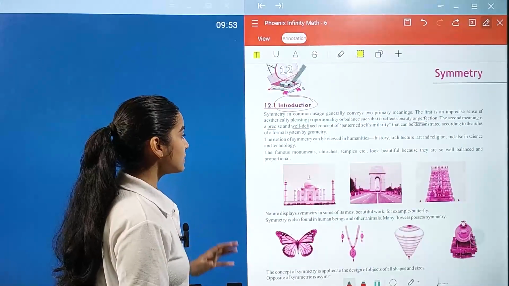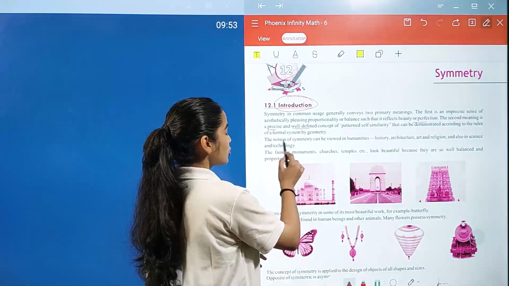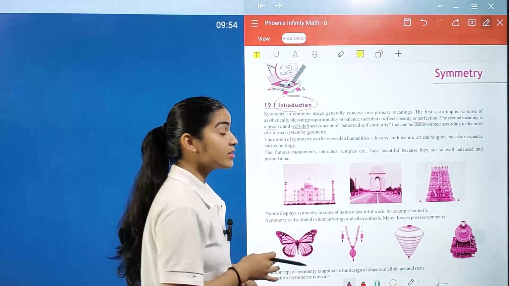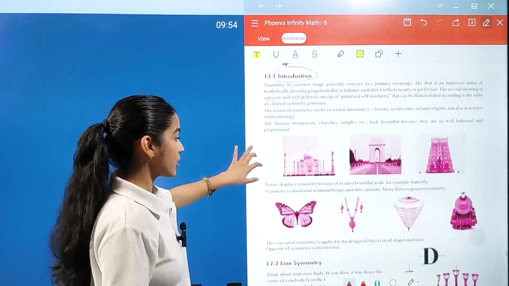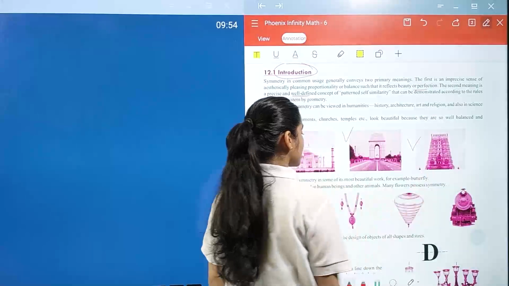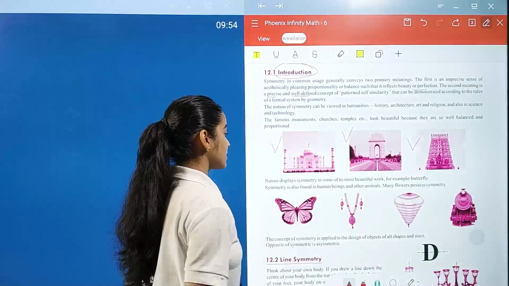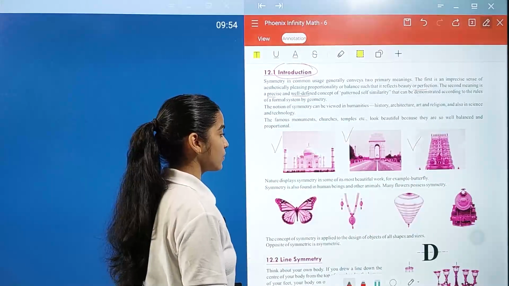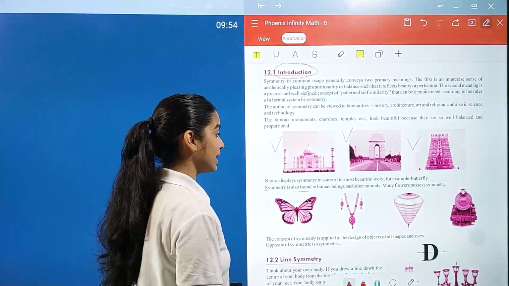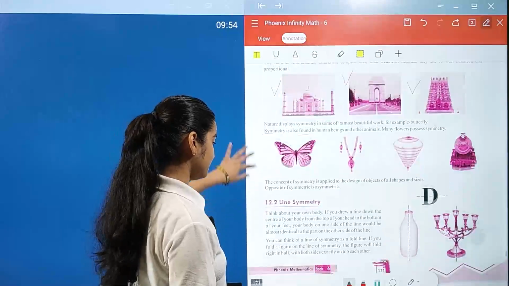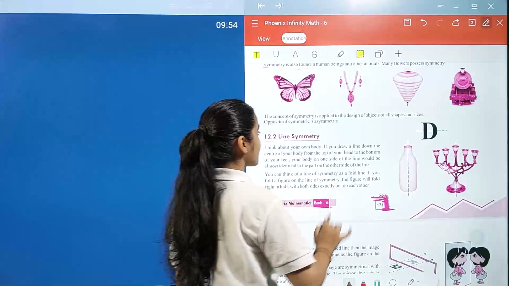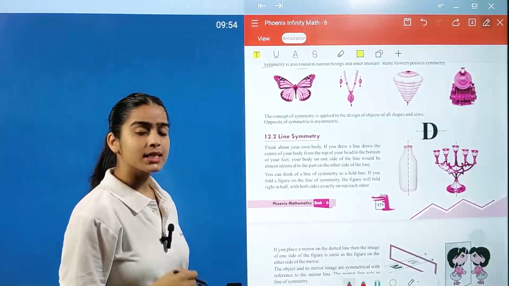So the notion of symmetry can be viewed in humanities, history, architecture, art and religion, and also in science and technology. These are the figures and places which are symmetrical. Nature displays symmetry in some of its most beautiful work, for example, the butterfly. Symmetry is also found in human beings and other animals. Many flowers possess symmetry. The concept of symmetry is applied to the design of objects of all shapes and sizes. The opposite of symmetry is asymmetry.